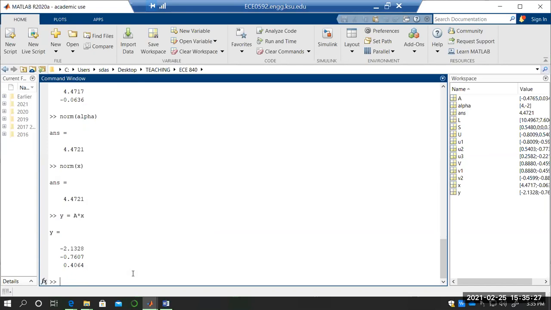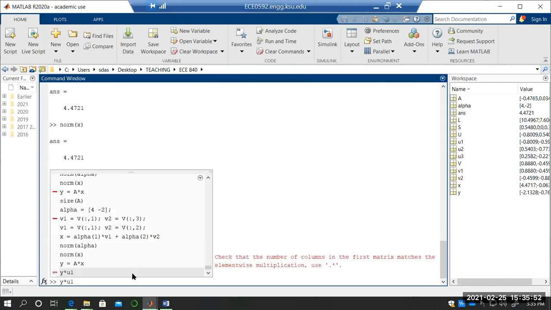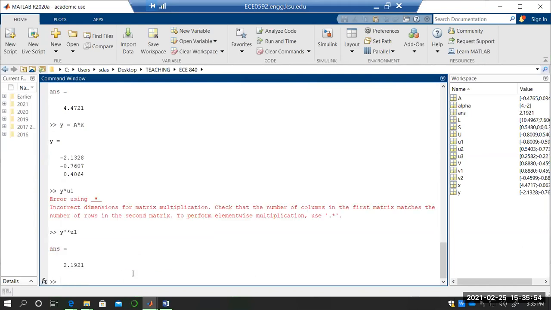So now, what are the directions? What are the components of y along u1, u2, and u3? Y transpose star u1 is 2.1921, right? So if I project y in the direction of u1, u1 is already a unit vector, I get this.